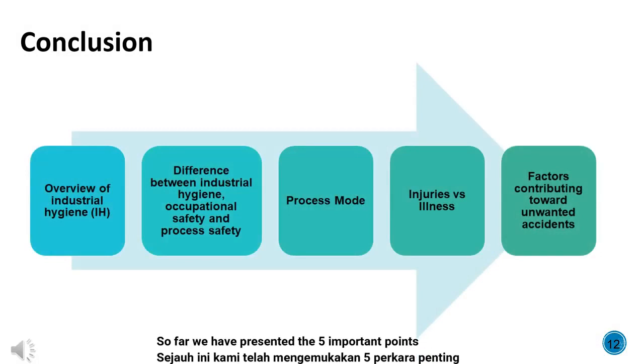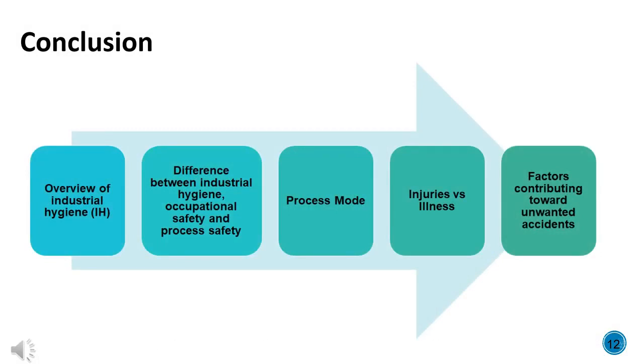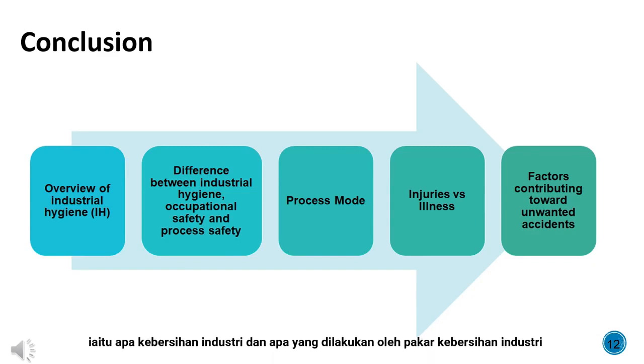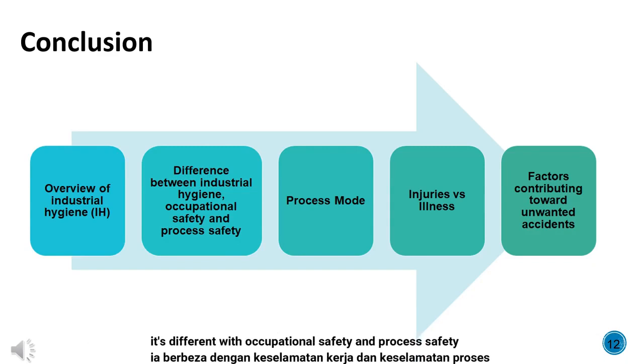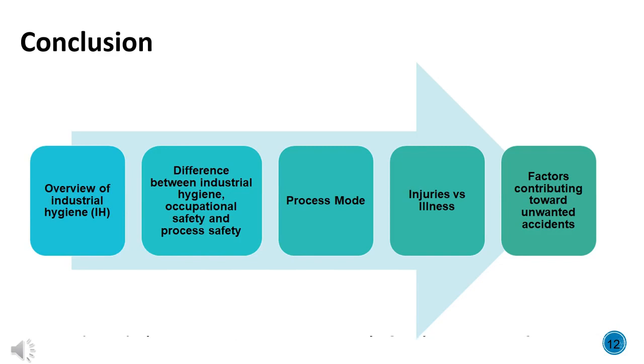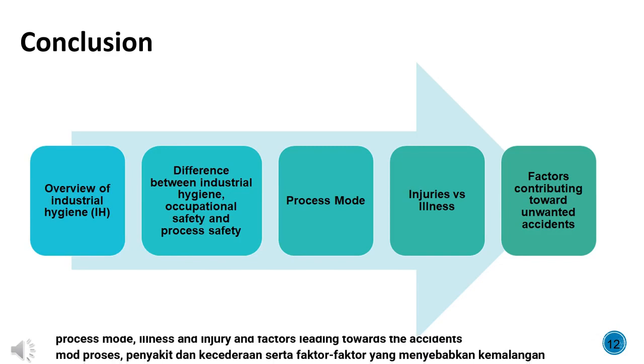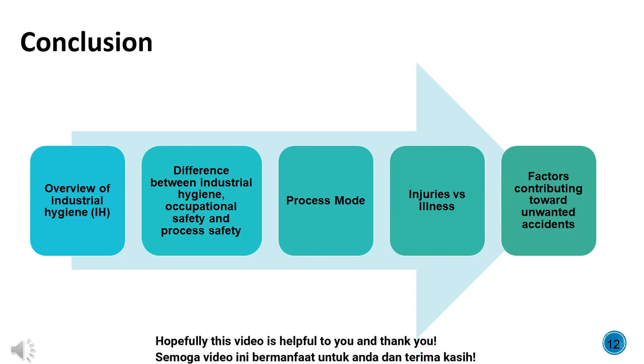So far, we have presented the 5 important points, namely what industrial hygiene is and what industrial hygienists do, how it is different from occupational safety and process safety, process mode, illness and injury, and factors leading toward accidents. Hopefully, this video is helpful to you, and thank you.